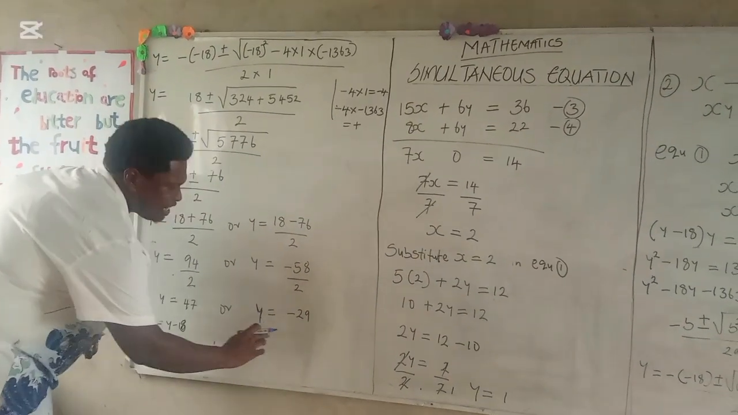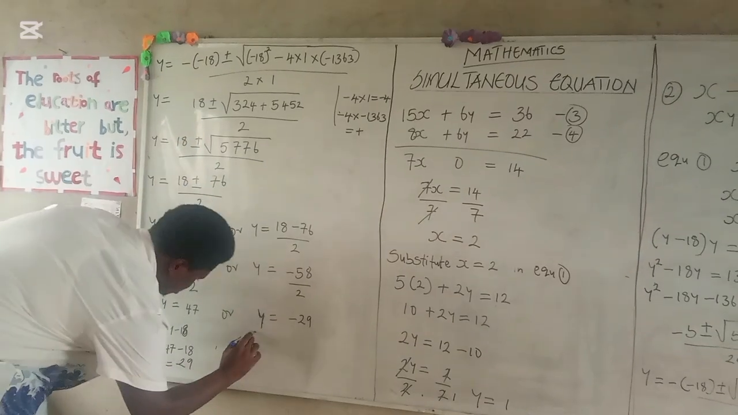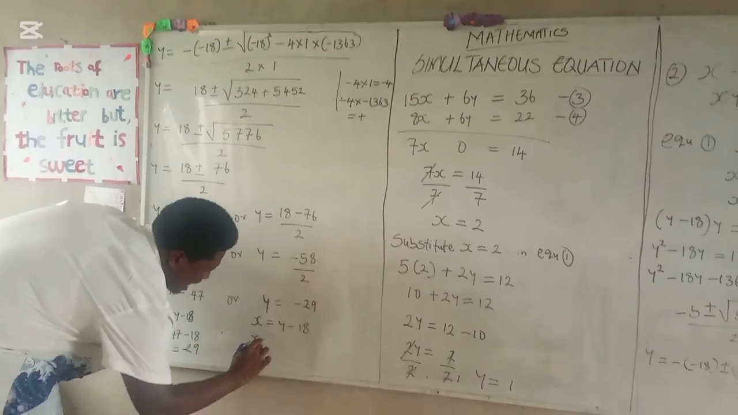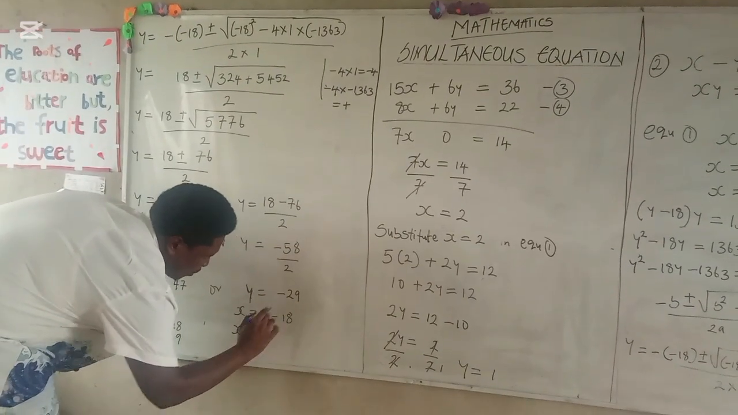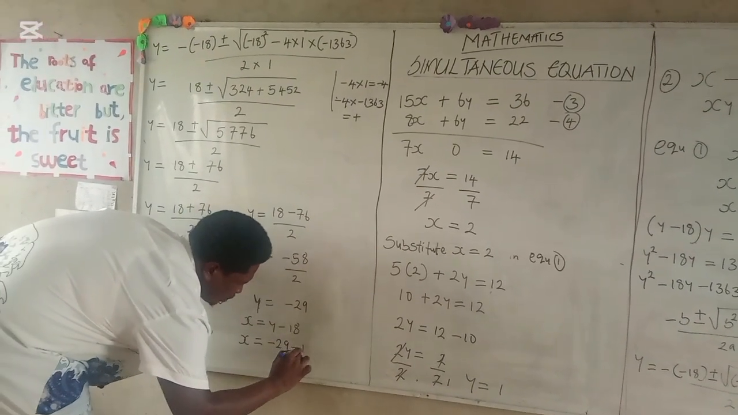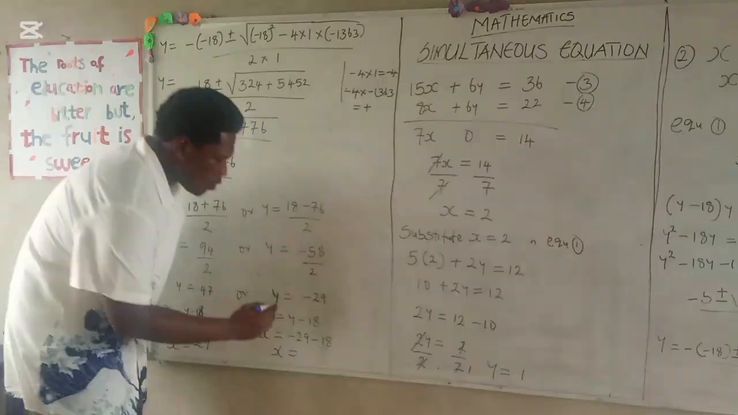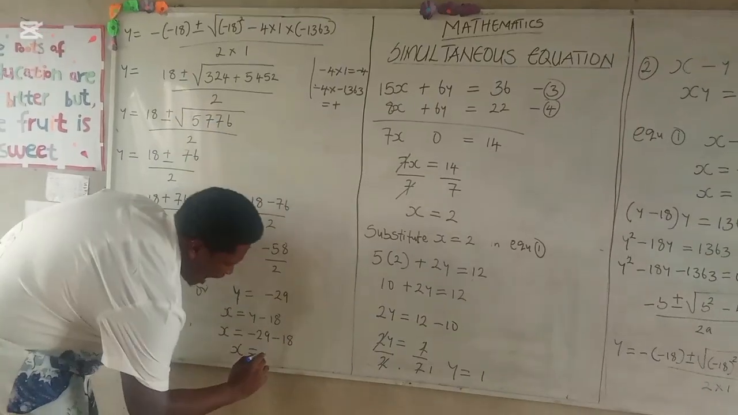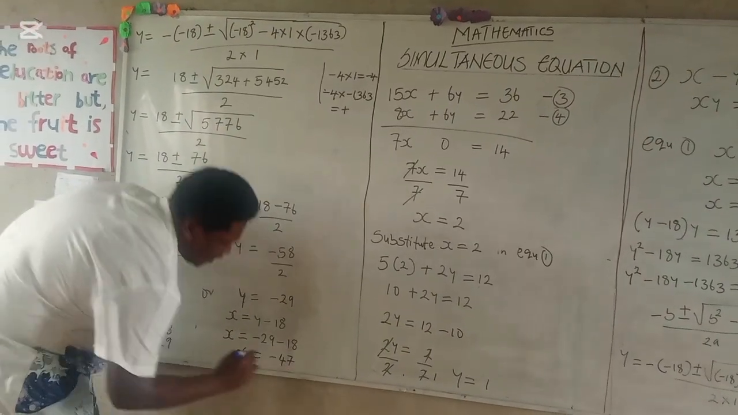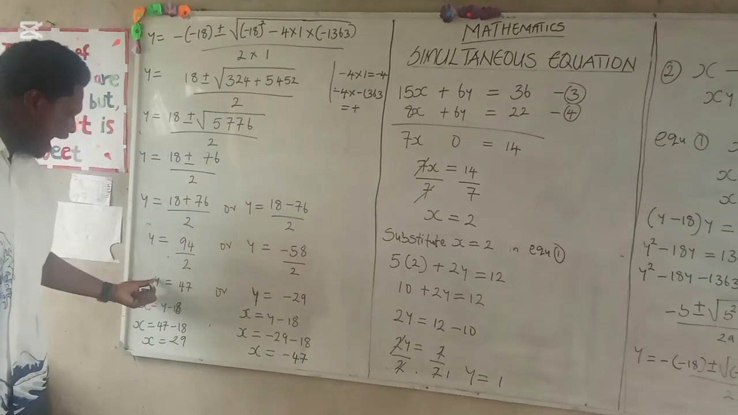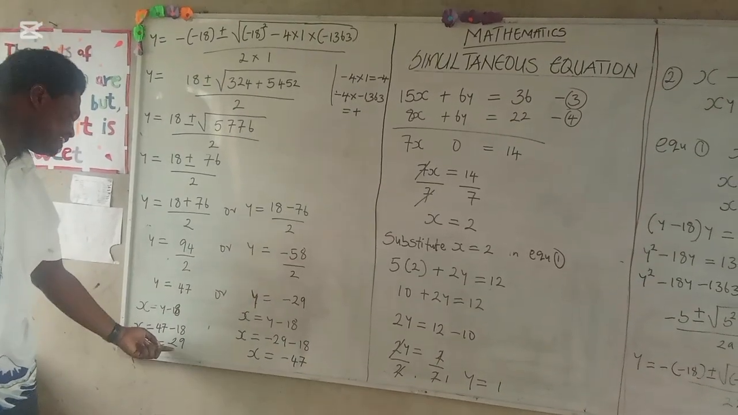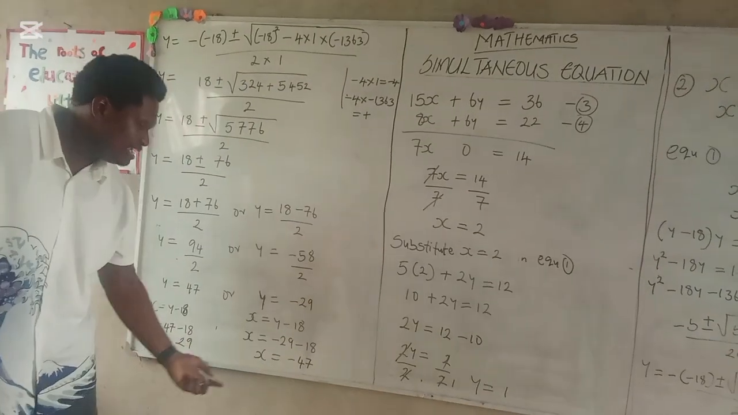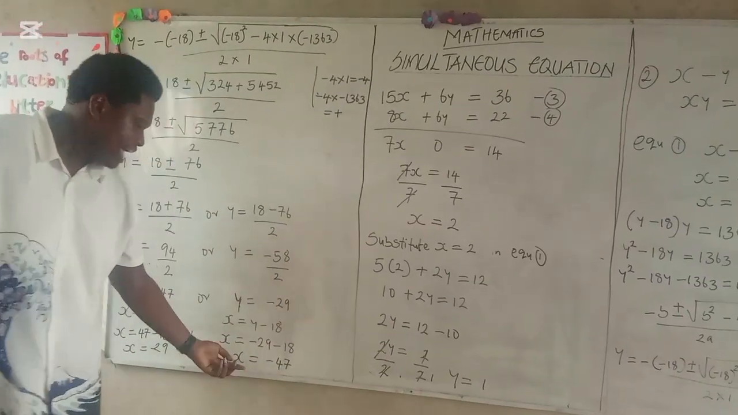And when y is equal to negative 29, what is our x? So x is y minus 18, so we'll have that x is equal to, what's my y? Minus 29 minus 18. So we'll have negative 47. So when y is 47, x is 29. And when y is negative 29, x is negative 47.